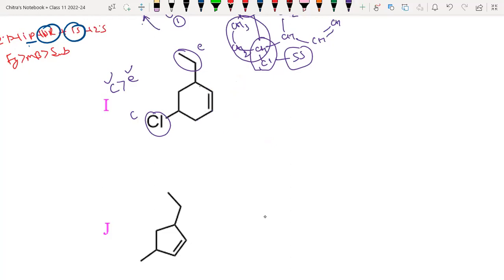Okay. Sir, I have a doubt. How do we know if it's ethyl or methyl in the bond? See here. Okay, here. Yes, sir. In general, I'm not understanding. Okay, you have to draw the structure for that.